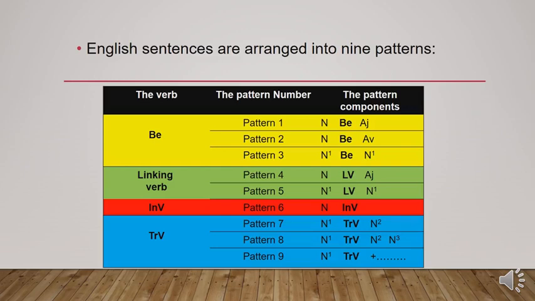In red, you will see only one pattern, which is pattern 6, because it is the only pattern that has the intransitive verb as the main verb. While in blue, you will see pattern 7, 8, and 9. They share the same type of the verb, which is the transitive verb.